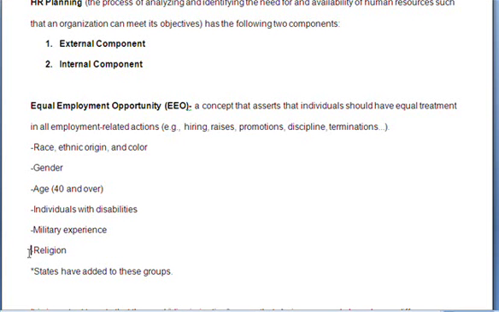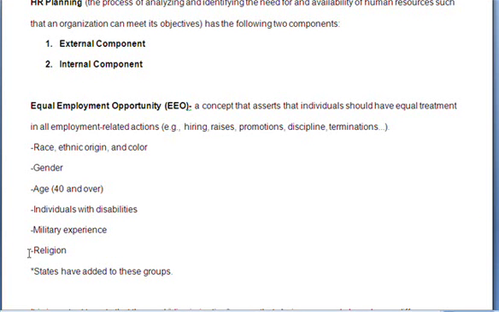Affirmative action does not require companies to hire people of certain groups. It just requests and asks that companies take proactive steps. Equal employment opportunity, though, is totally different. Equal employment opportunity says we will be blind to a person's color or gender, age, disabilities, military experience, religion. So you're not supposed to take those into consideration.